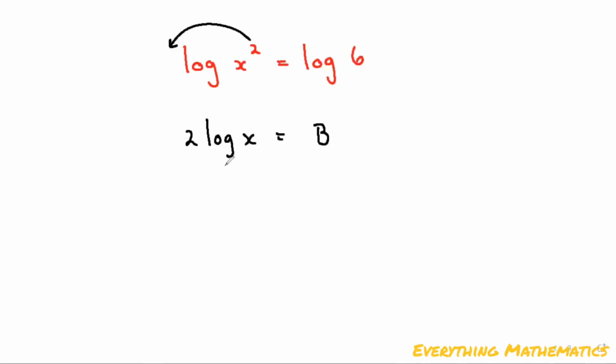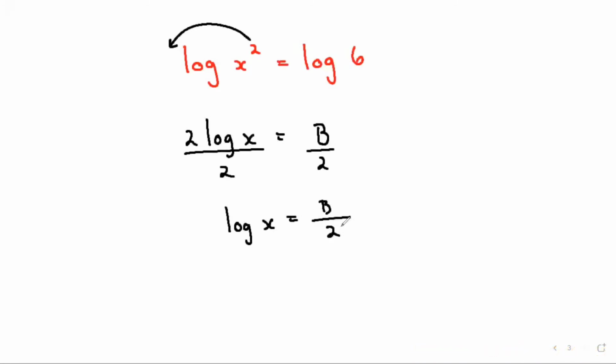And once we have this, now the 2 that is in front, guess what? Simply finding the subject of the formula, we could simply divide this side here by 2 and divide this side here by 2. And that will leave us with something such as log x is equal to b over 2.